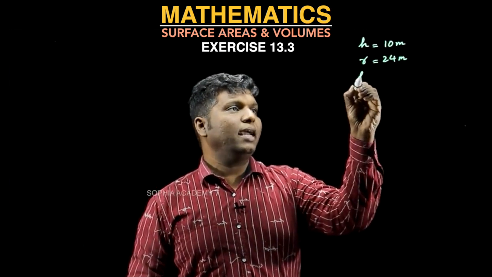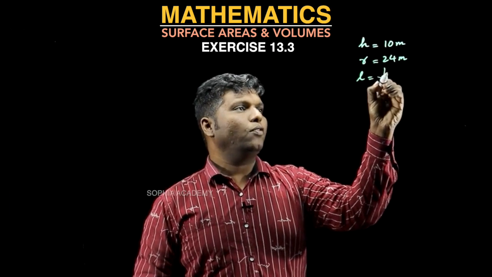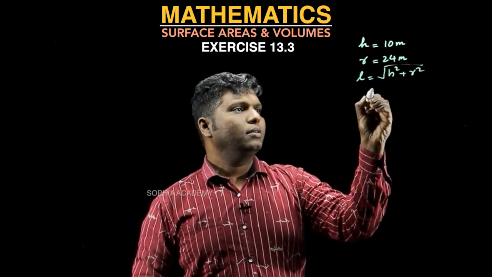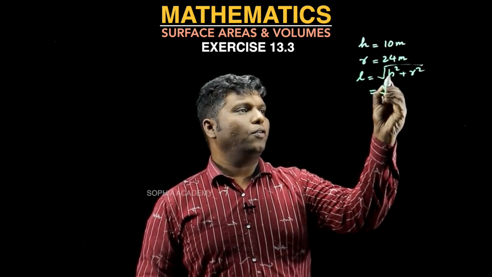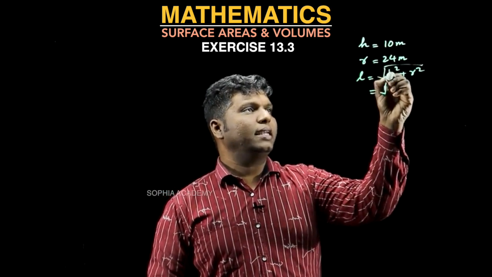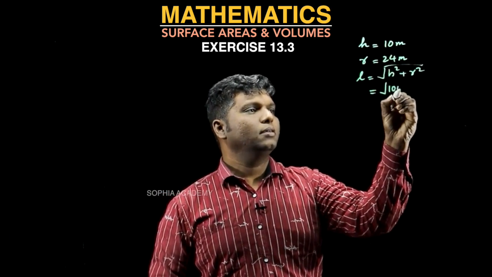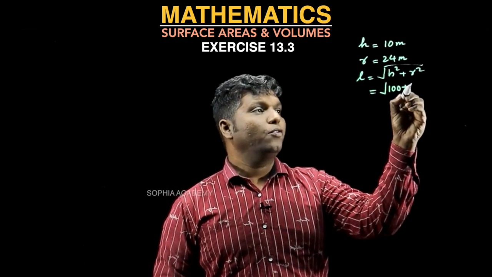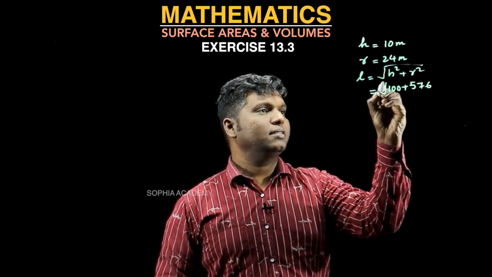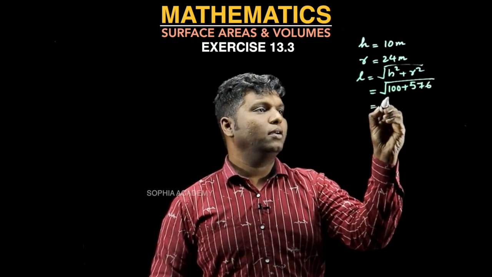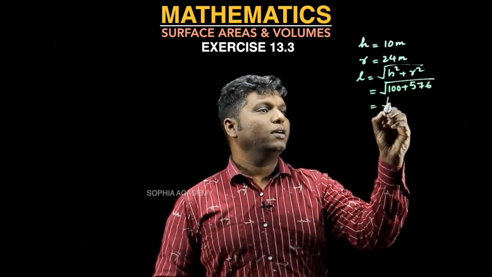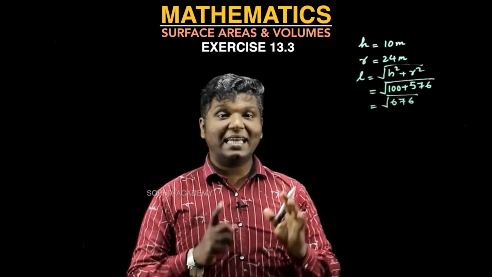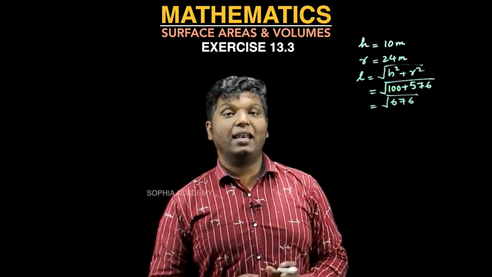The slant height L is equal to root of h square plus r square, that's equal to root of h square. What is h square? It is 10. 10 square is 100 plus r square, it is 24. The square of 24 is 576. Adding them together, you will get a root of 676. So this is the slant height. You have to find the slant height of this one.